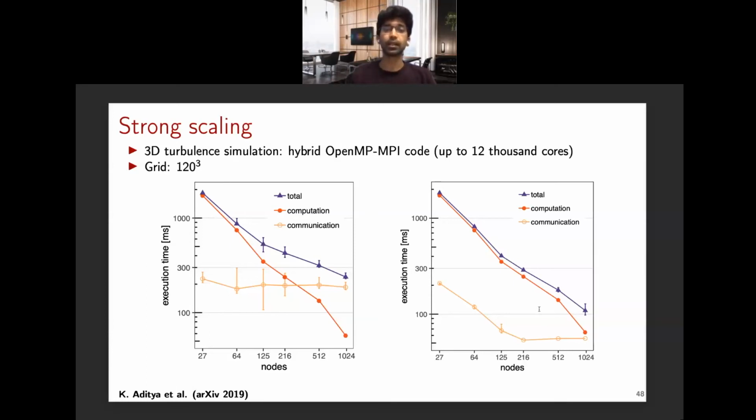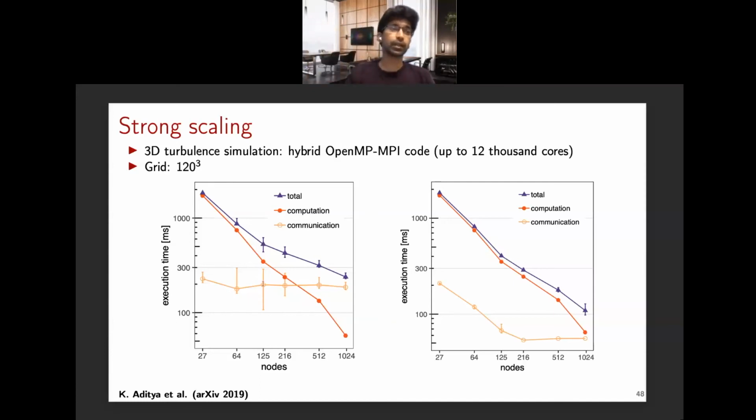The second thing that I want to show you from these graphs are the error bars. We have performed these simulations 20 times. So for each simulation configuration, we have done 20 simulations to accumulate the variability in the performance at different times on the supercomputer.